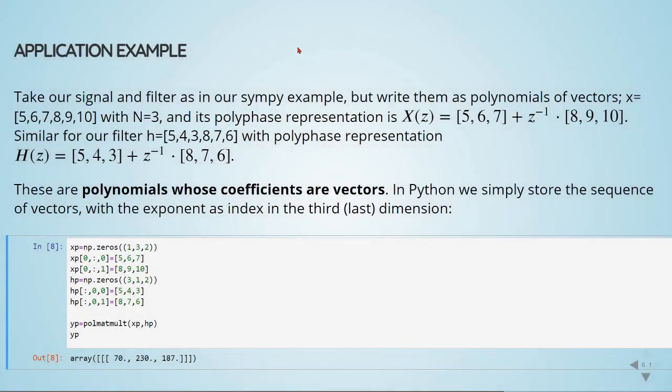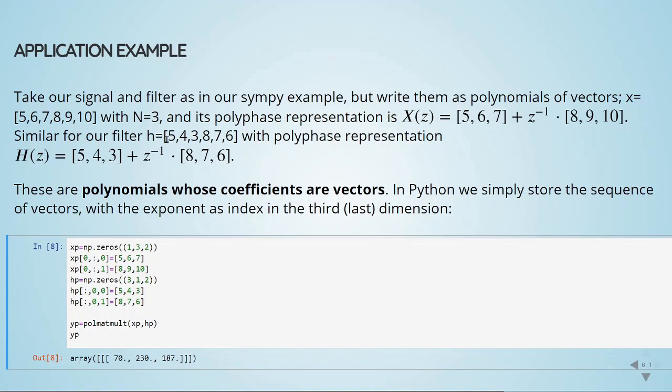Here we have an application example, and we will use this function we just defined for the multiplication of a matrix with polynomials. So let's take our signal and filter as in our SymPy example, but we will write them as polynomials of vectors. x equal to 5, 6, 7, 8, 9, 10 with n equals 3, and its polyphase representation then is this: [5, 6, 7] plus z to the power of minus 1 [8, 9, 10].